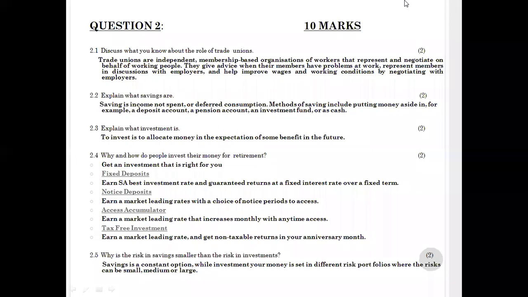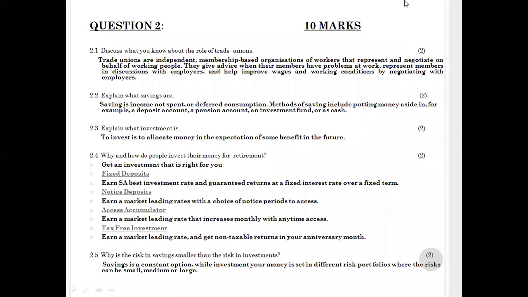2.5, why is the risk in savings smaller than the risk in investments for 2 marks? Okay, let me first read and then we will take it again. Savings is a constant option, while investment, your money is set in different risk portfolios where the risks can be small, medium, or large.